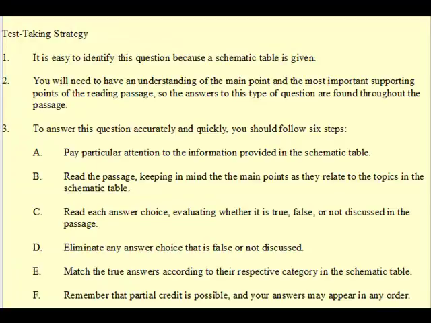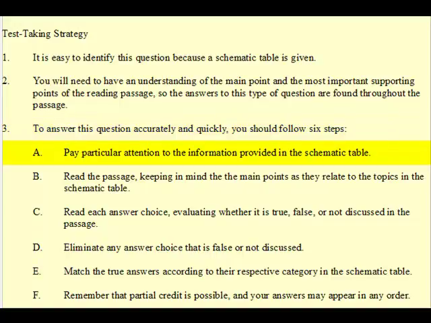Test-taking strategy. 1. It is easy to identify this question because a schematic table is given. 2. You will need to have an understanding of the main point and the most important supporting points of the reading passage, so the answers to this type of question are found throughout the passage. 3. To answer this question accurately and quickly, you should follow 6 steps.